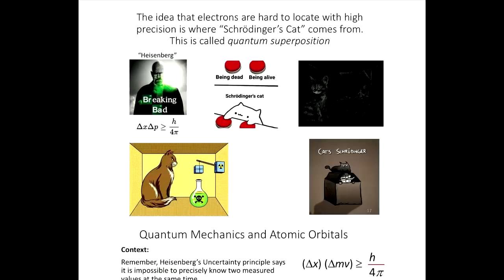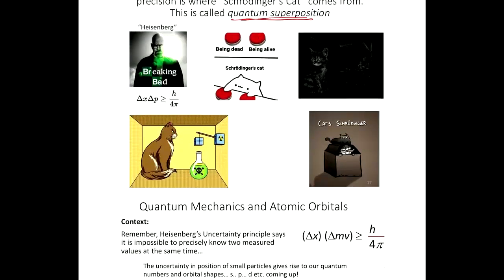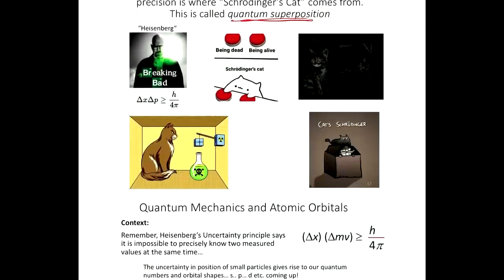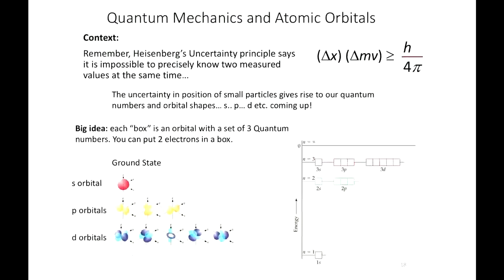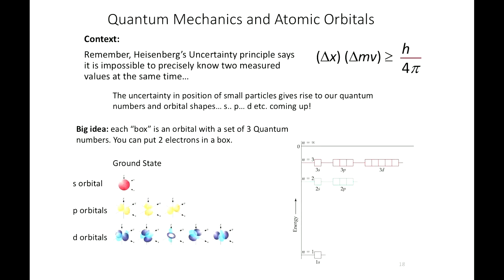Okay, so the idea that electrons are hard to locate with high precision is where Schrodinger's cat comes from. This is also called quantum superposition, where something is in two places at once until you open the box and observe it and collapse the wave function. Okay, so that is Schrodinger's cat. So hopefully you can understand and get along with physicists and chemists alike.